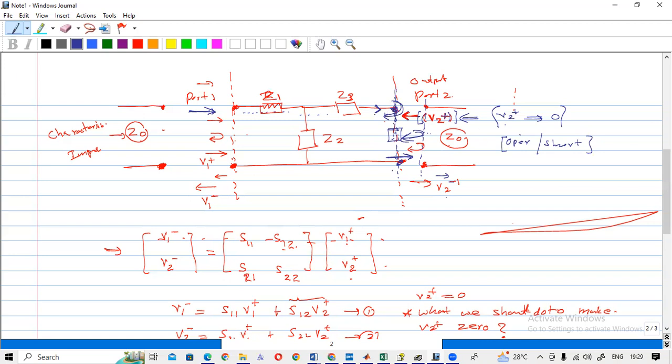Okay. So that is what you have to understand. You have to terminate this with the correct impedance. Now think how we can calculate this impedance. Think about it. Take again 5 minutes and think about it.